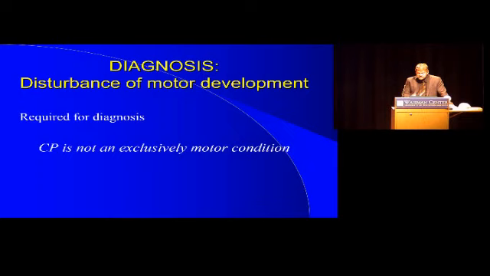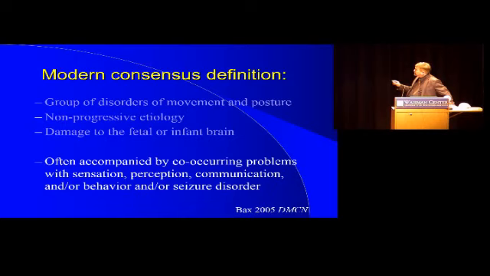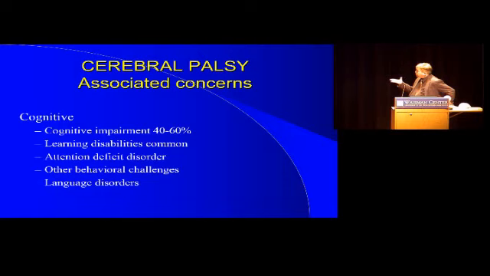And the last piece I wanted to talk about is that cerebral palsy is defined as having a disturbance of motor development, but it's not exclusively a motor condition. So the modern definition of CP was inclusive of this wide range of co-occurring problems. And just to briefly go through, associated concerns include problems with thinking. We looked at that brain with PVL, that will obviously affect interconnections for cognitive or thinking processes. Attention, learning disabilities, language development can be affected by the changes of cerebral palsy.